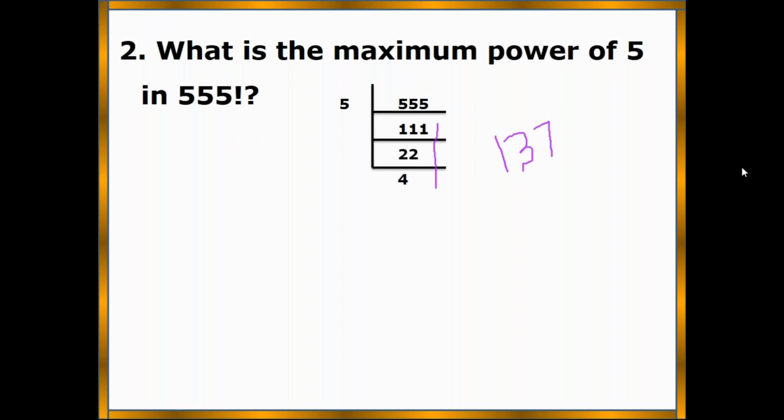That is the highest power of 5 in 555 factorial. Be careful with the calculation. 137, ma. Don't make minor calculation mistakes. Next one. Next one.